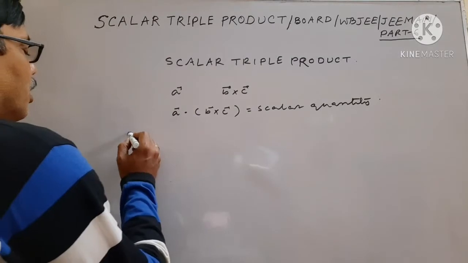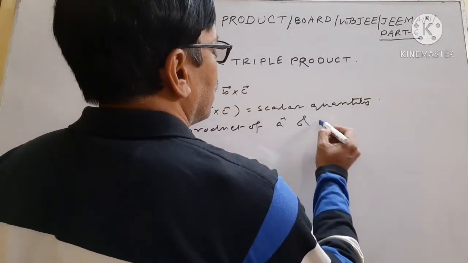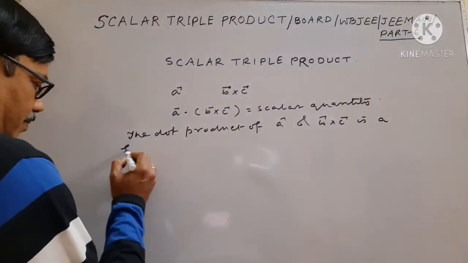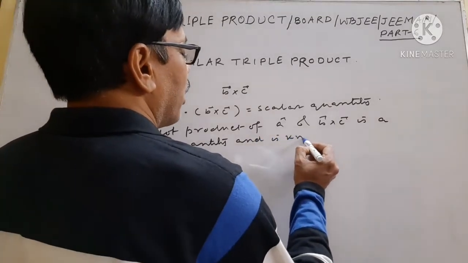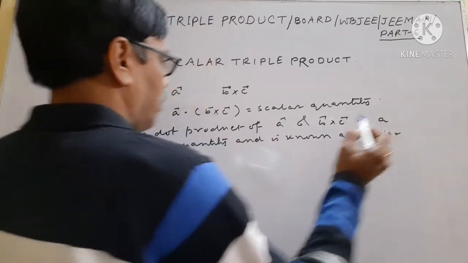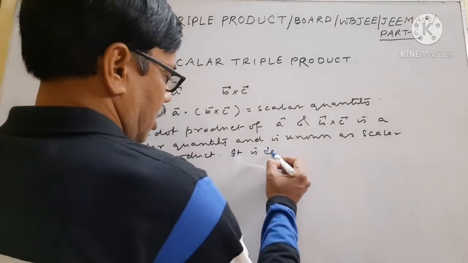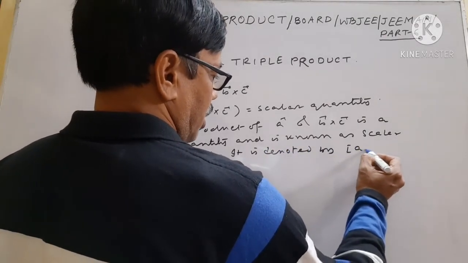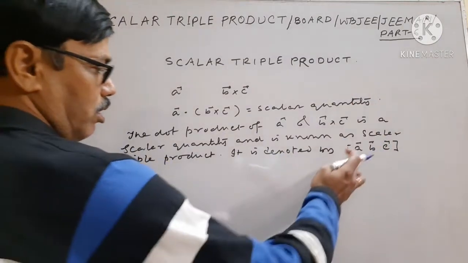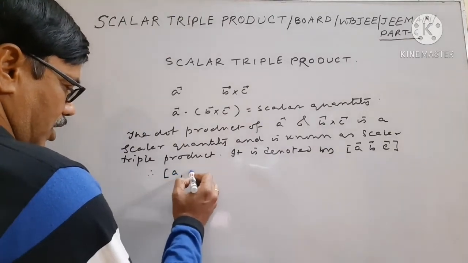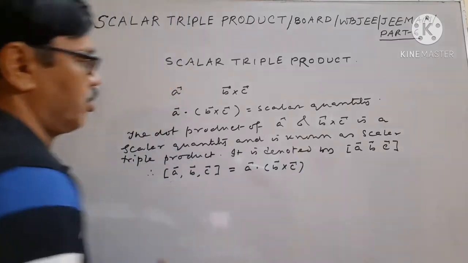So what is the definition? The dot product of A and B cross C is a scalar quantity and is known as scalar triple product. It is denoted by box A, B, C. This is a box bracket, that is why it is also sometimes called box product. Therefore, box A, B, C, we can also take commas. So A dot B cross C. So this is the definition.